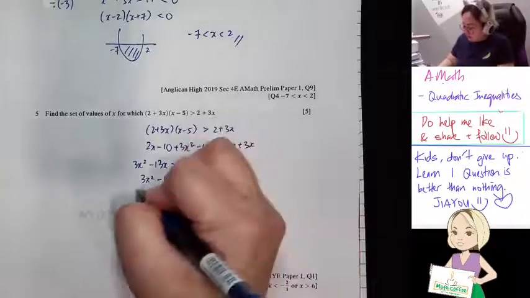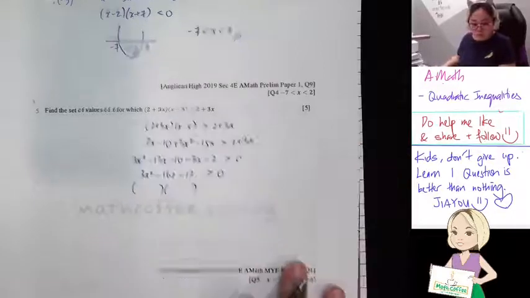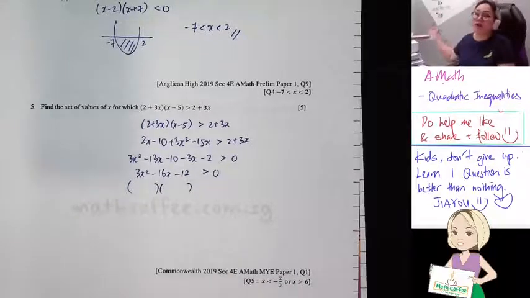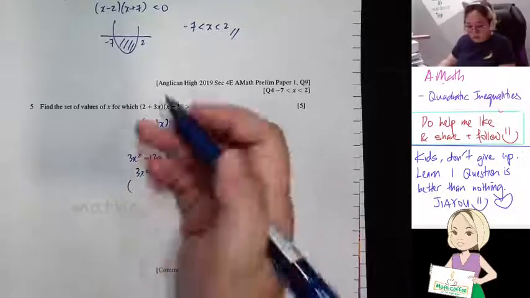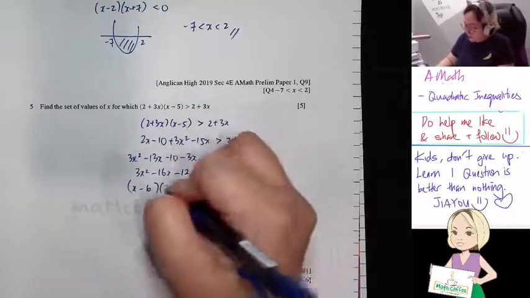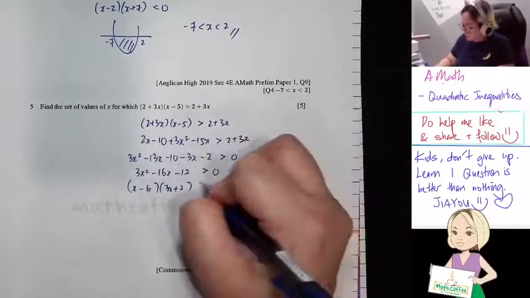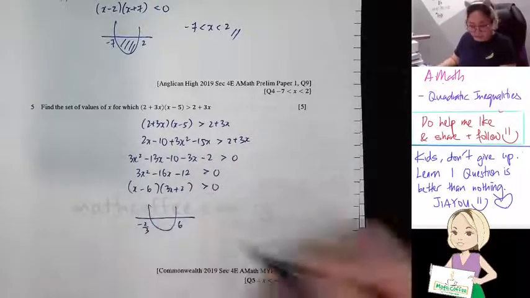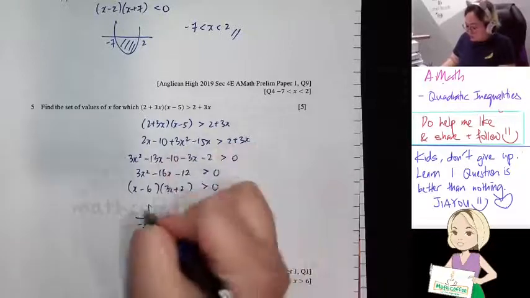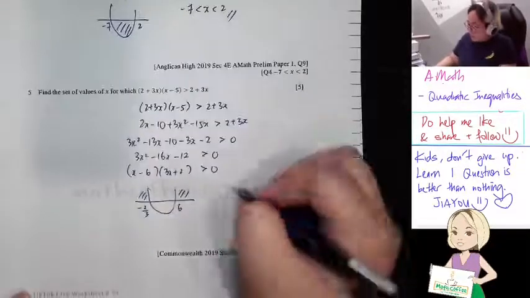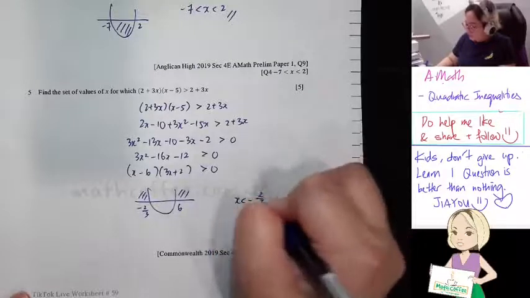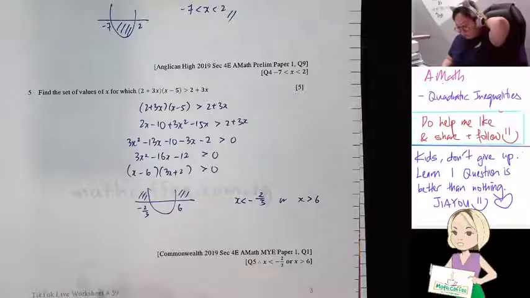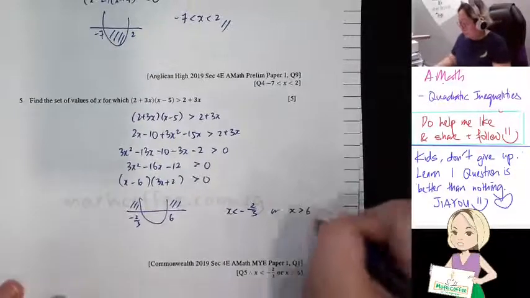Next, I just need to factorize this. So this is just a normal quadratic inequality, which means you need to expand, open everything, simplify, throw everything to the left hand side, then factorize. Okay, so I have x minus 6, 3x plus 2 more than 0. Draw your diagram. So we will have minus 2/3 and 6, and more than 0 means you shade at the corner here. So in the end, my answer is x is less than minus 2/3 or x is more than 6. Okay? Done.